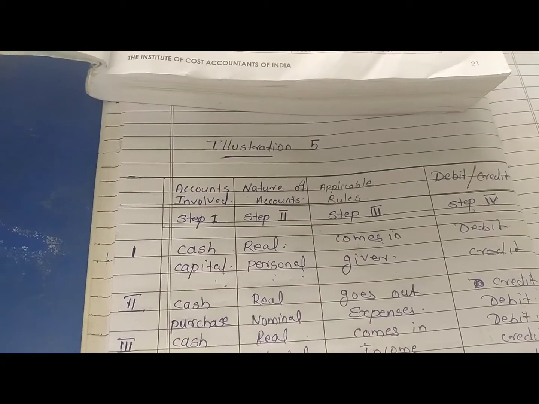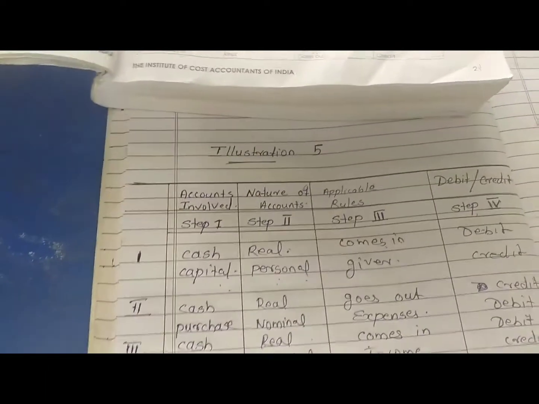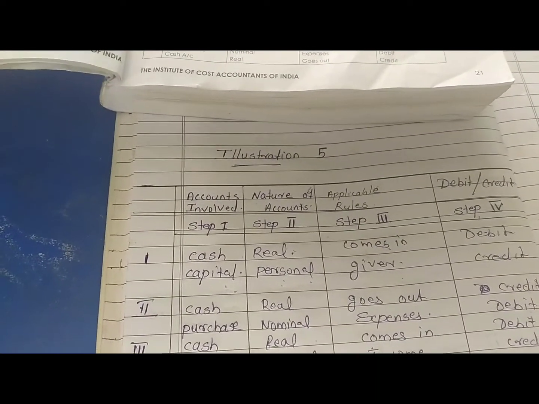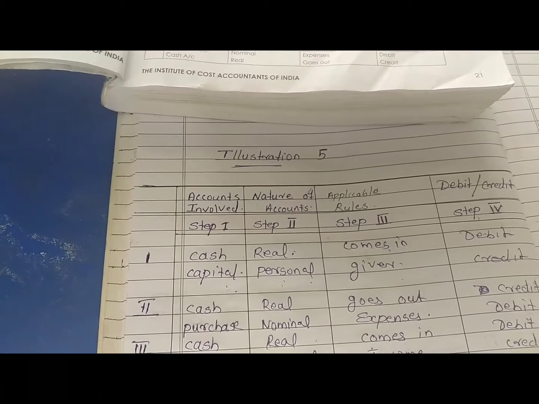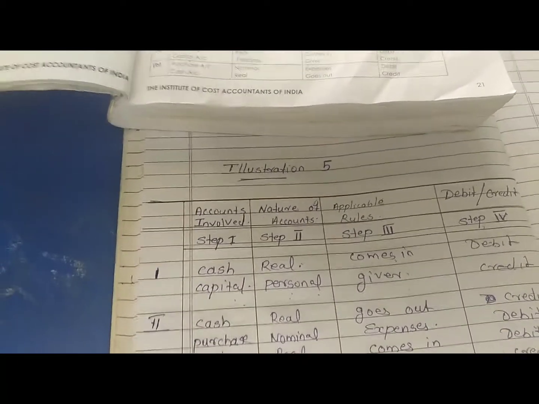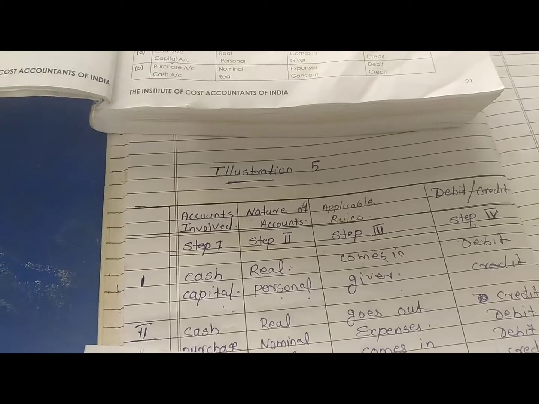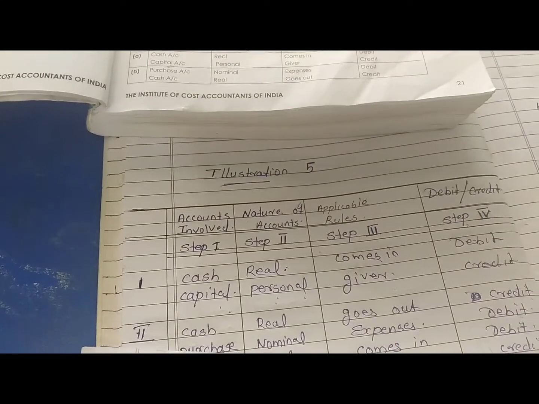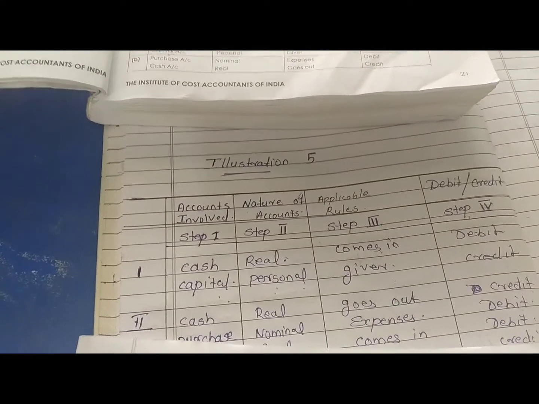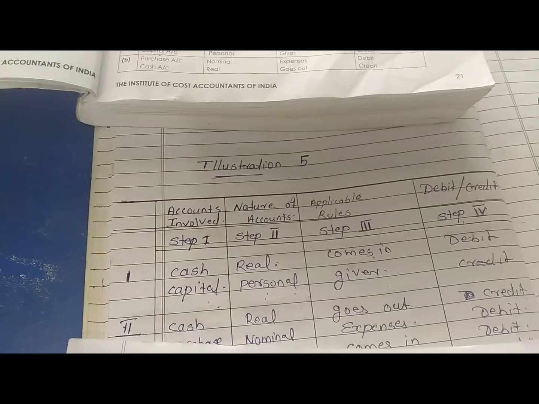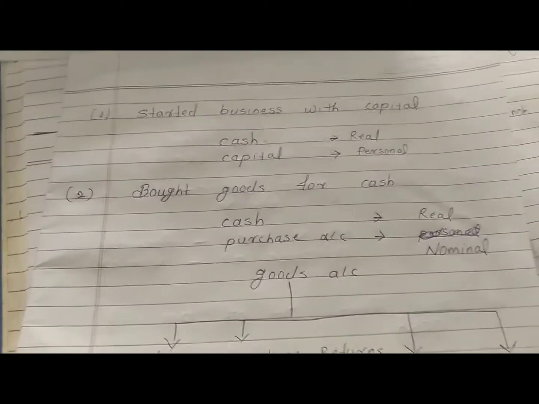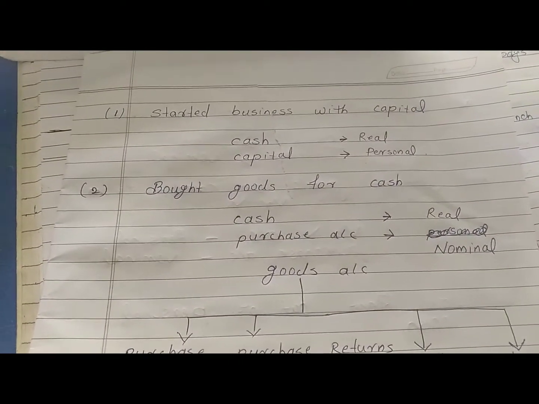So cash has to be debited. The capital represents the owner. The owner is giving money into the business. So the owner is the giver of the cash, so the giver should be credited, right? This is the first journal entry, right? The second journal entry, bought goods for cash, right?